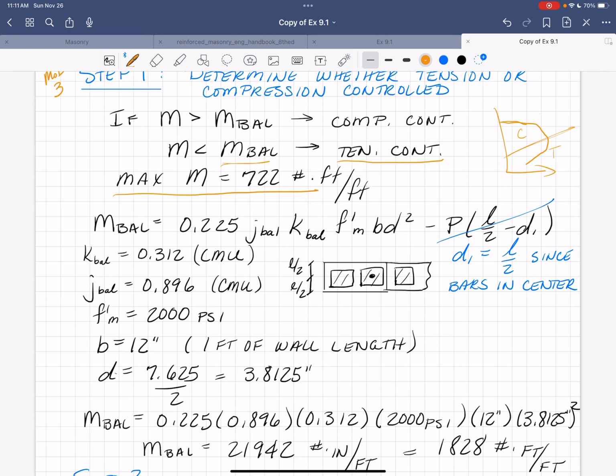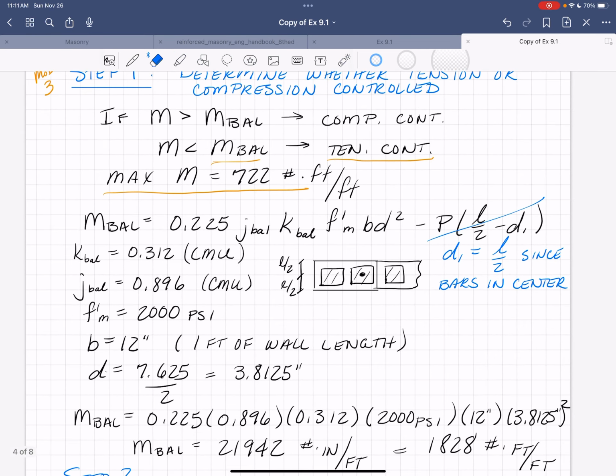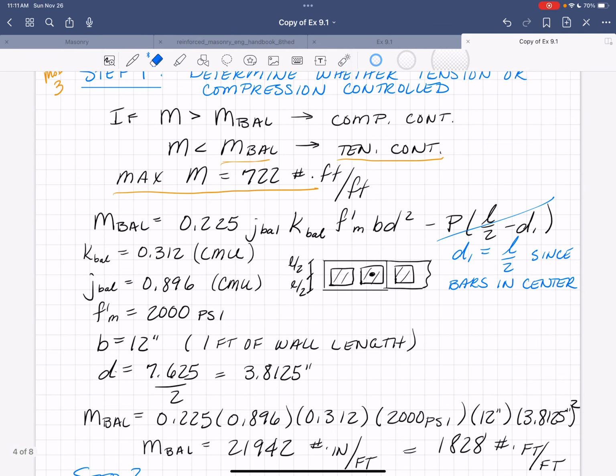And that's what I'm trying to find: the balanced moment. If I've got a bigger or smaller moment than that, it tells me whether I'm in the tension controlled region; if I'm less than that, I am. Okay, so there is an equation right here for balanced moment. This is in your notes or in the engineering handbook. You can follow that along to get the equations.